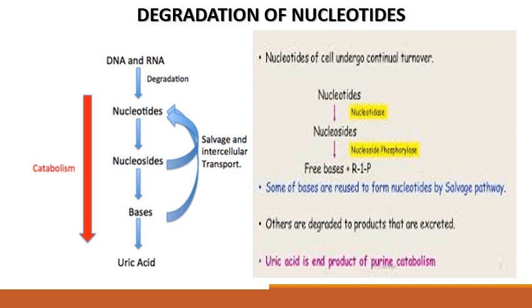The nucleic acids, as you can see, are first converted to the nucleotides. Then they are acted upon by the nucleotidases to form the nucleosides. The nucleosides are then acted upon by the nucleoside phosphorylase and converted to free bases and ribose-1 phosphate. Some of the bases are then reused to form nucleotides by the salvage pathway, whereas the others get degraded to uric acid, which is the end product of purine catabolism.